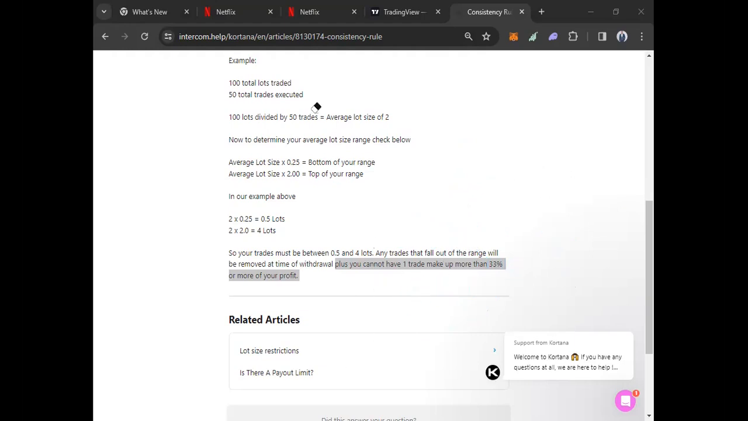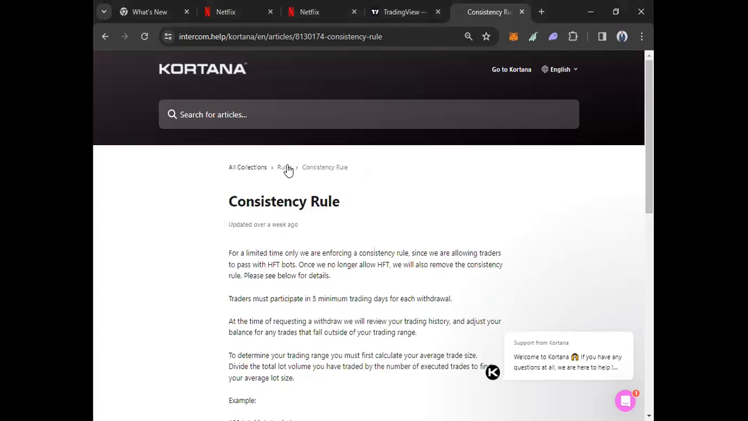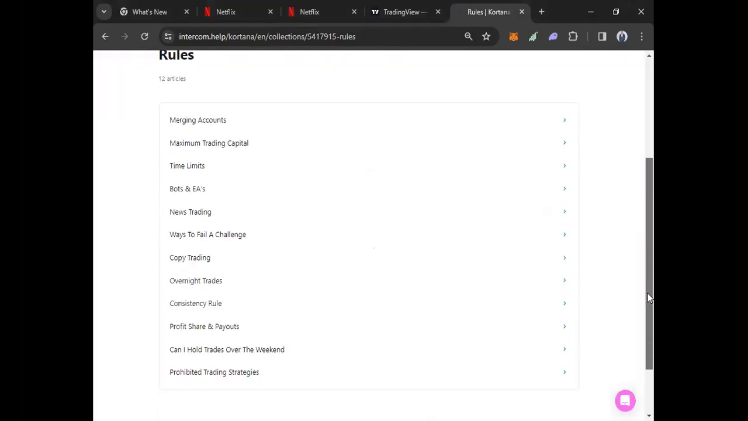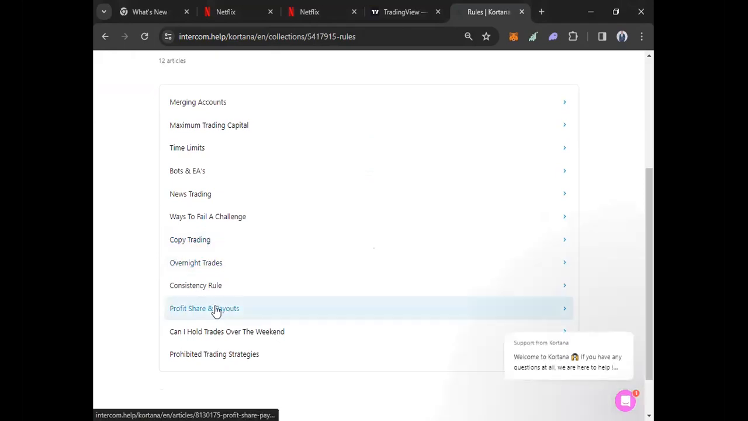So the next one we need to attend to is the profit share ratio. That one is quite understandable though. It's just this consistency rule that is the issue. If they have to remove HFT, let them remove HFT. So we focus that yes, we have an account and there's no consistency rule. Then the next is the profit share and payouts.